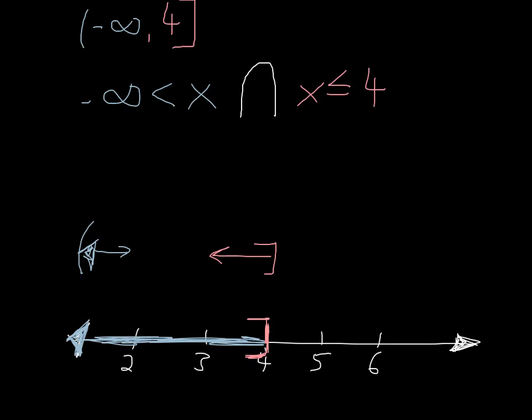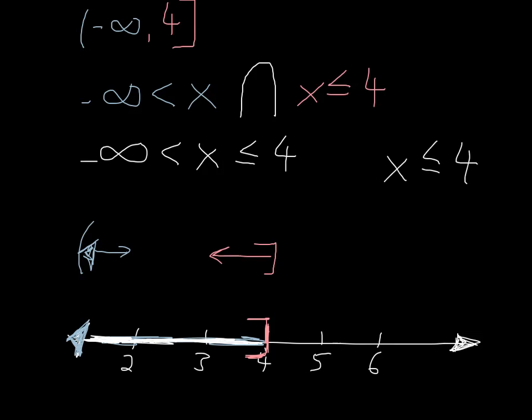Can we write this as a single compound inequality? We can, because it's an intersection. So we have negative infinity is less than x, which is also less than or equal to 4. If you remember from a few slides back, we can even simplify this if we want. Because we know that everything on this line is greater than negative infinity, we can just simplify this as x is less than or equal to 4.